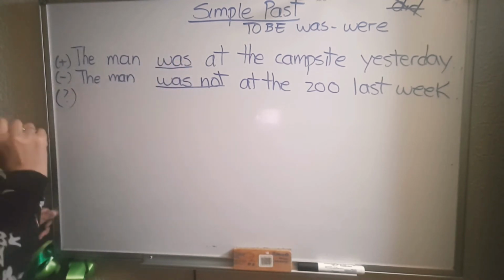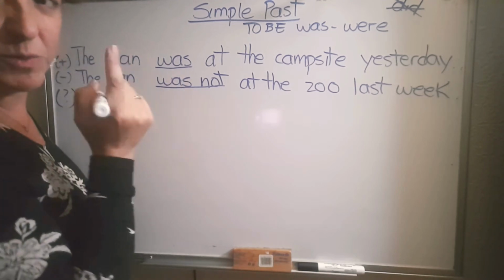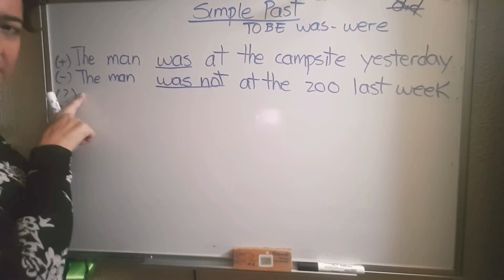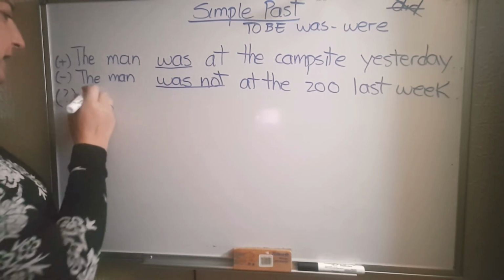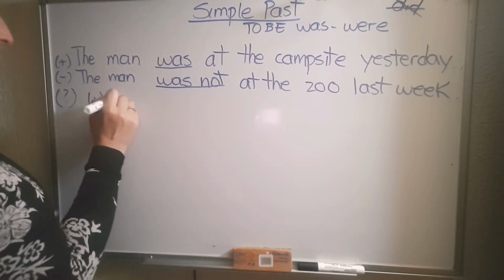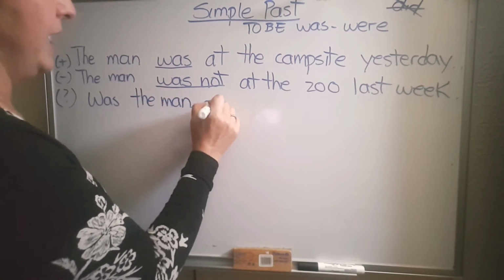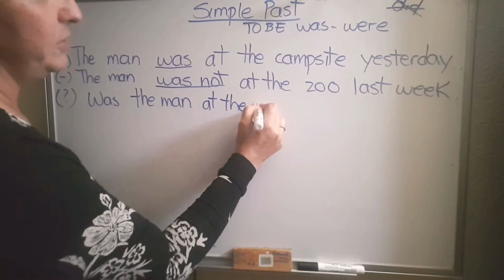Then the question is the same mechanic that we check for the simple present. The only thing is that the verb to be moves to the very beginning of the question. It's the same as in the simple present. Was the man at the museum?